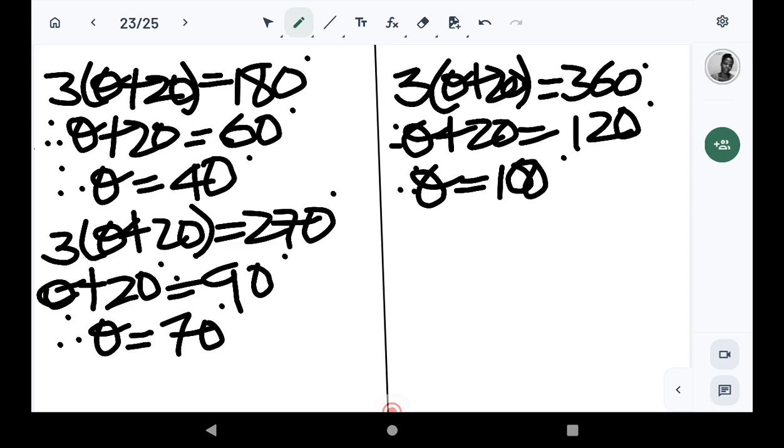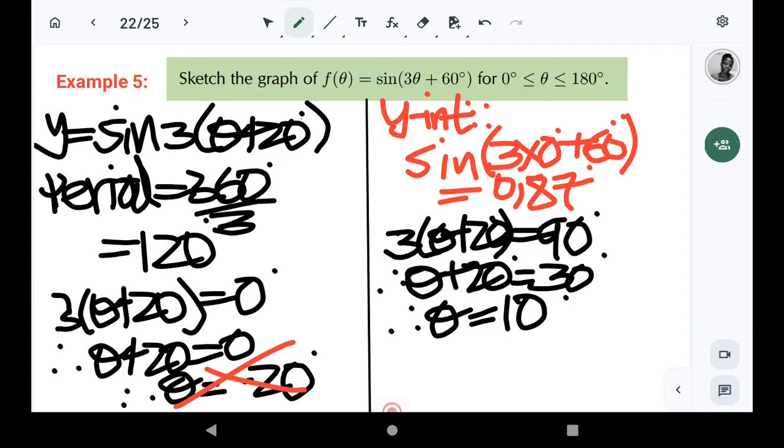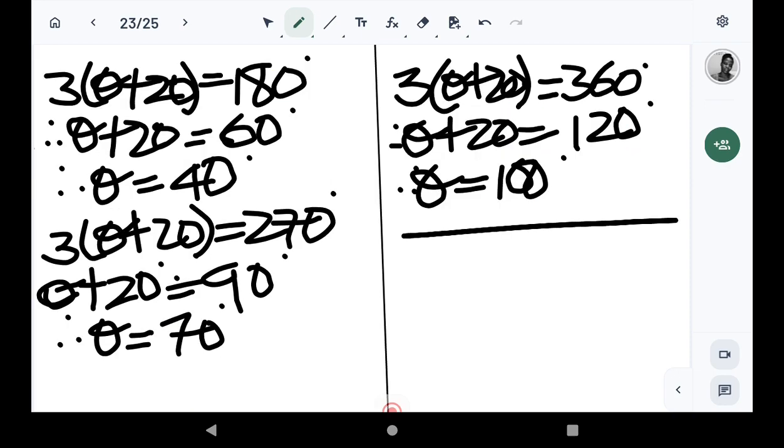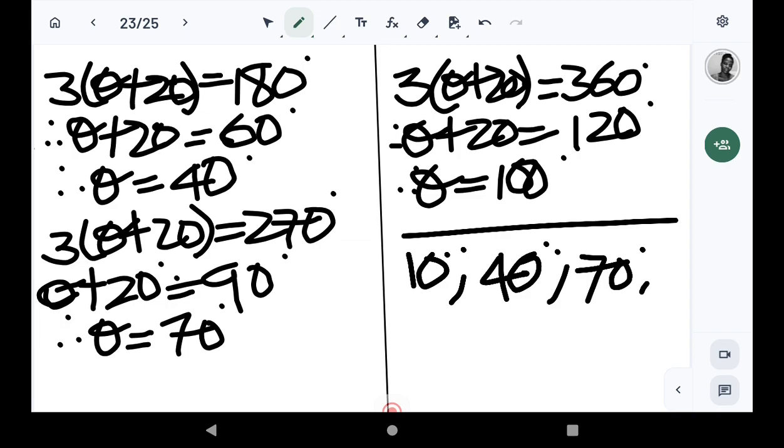The first one we need to think of is 0. Okay, we've got 10, and then 40, then 70, then 100. All right. So we've got 10.